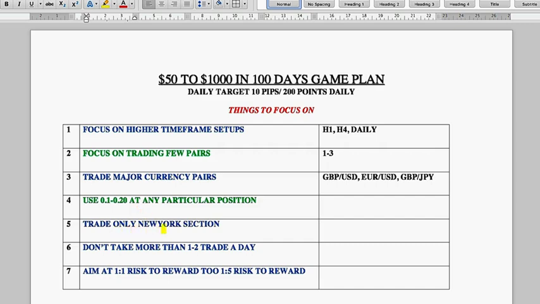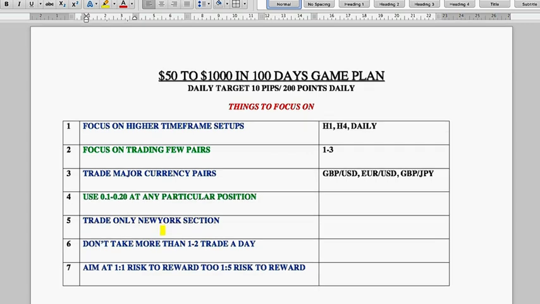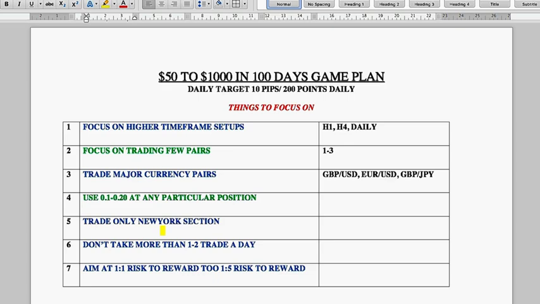Trade only the New York session. Why will you trade only the New York session? Because the New York session is the most volatile. So your setup or your strategy is likely going to work more during the New York session compared to other sessions. I'm not saying other sessions don't work though, but I'm saying it will work best in the New York session.